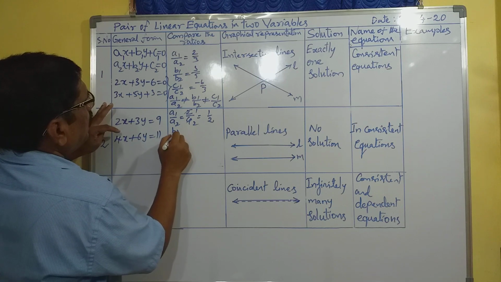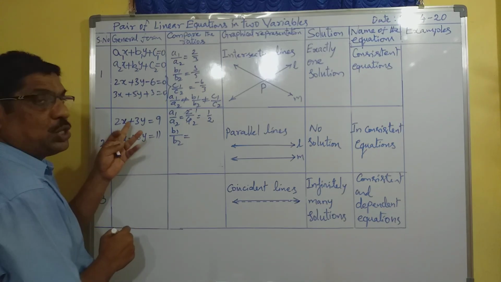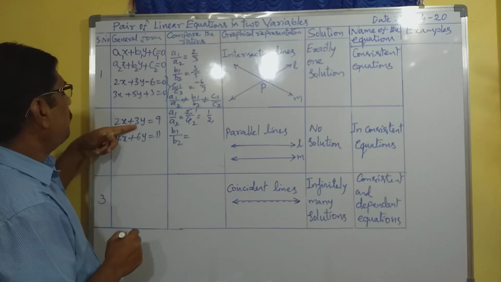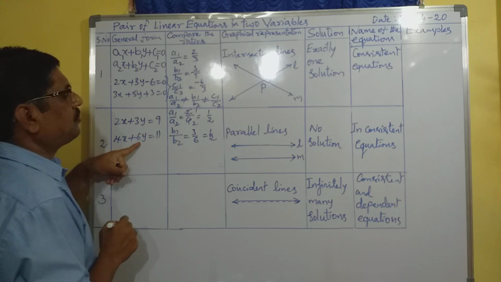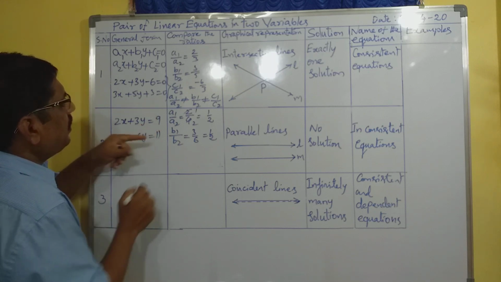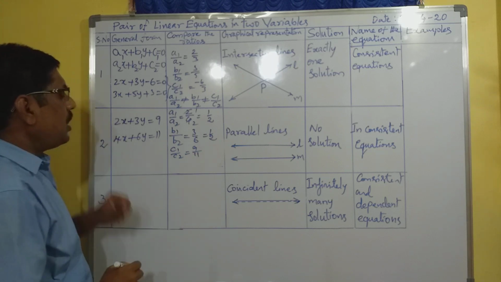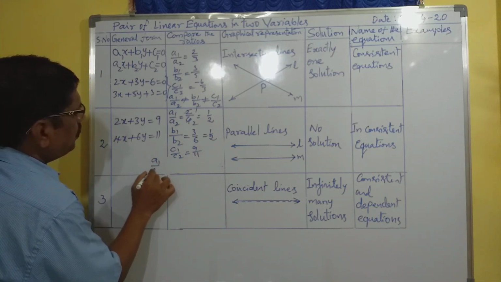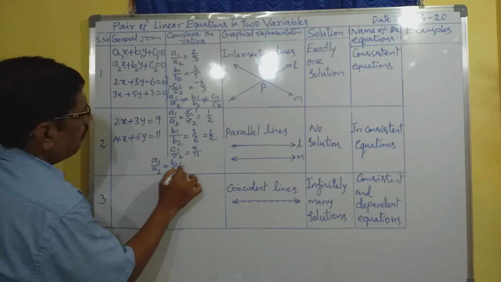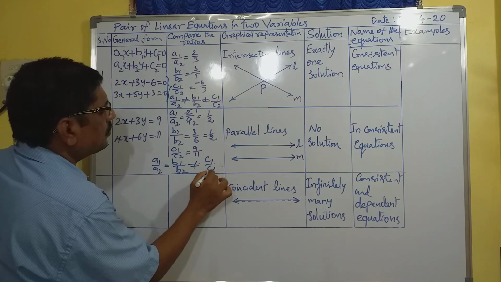And what is b1 by b2? The ratio of the coefficients of y, b1 by b2, is 3 by 6, we get 1 by 2. And what is c1 by c2? c1 by c2 is 9 by 11. Here you can observe that a1 by a2 is equal to b1 by b2, but not equal to c1 by c2.